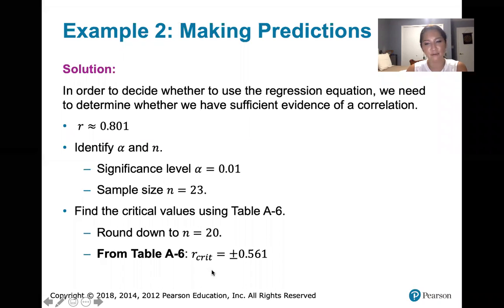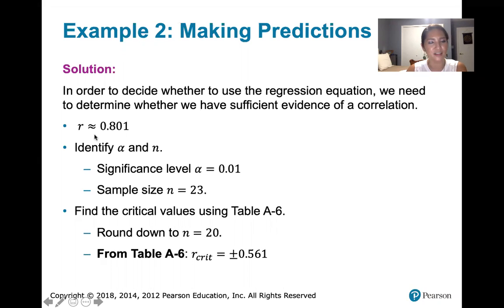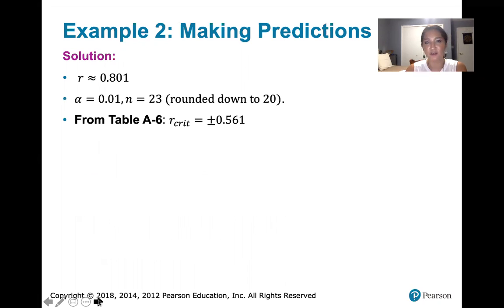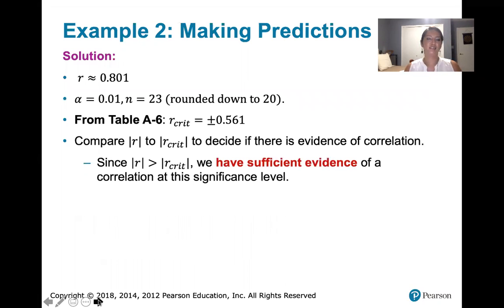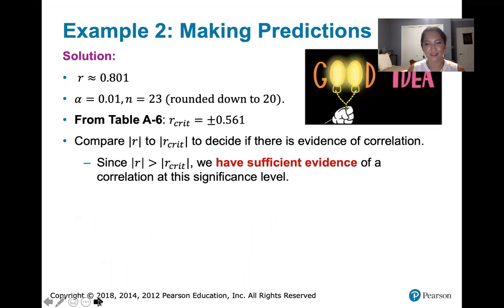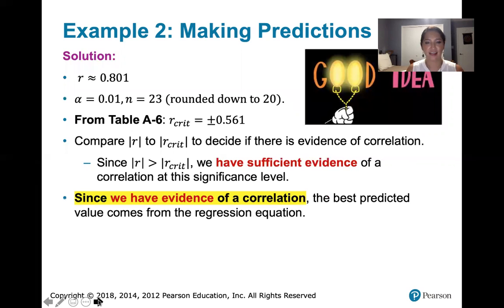Okay, so this is what we have. We just need to compare the absolute value of the critical values to the absolute value of R. I think we can all see that our linear correlation coefficient has an absolute value that's greater than the absolute value of our critical values. Since our R value is closer to 1 or -1 than those critical values are, that means we have sufficient evidence of a linear correlation at this level. So it's absolutely a good idea to use the equation of that regression line to predict the Y value given a particular X value.